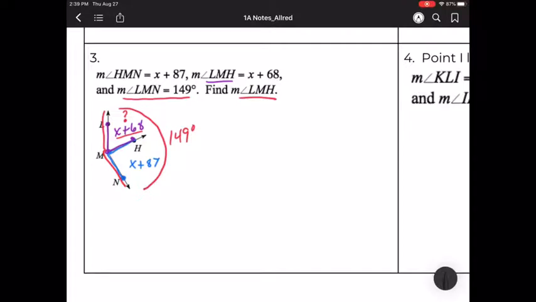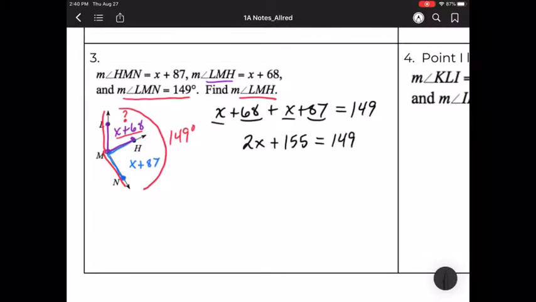So if I set up part plus part equals whole, one of the parts is x plus 68. The other part is x plus 87. And the whole amount is 149. We want to combine like terms again. X plus x becomes 2x. 68 plus 87 is 155. Bring down your 149. And now we would subtract the 155 from both sides.